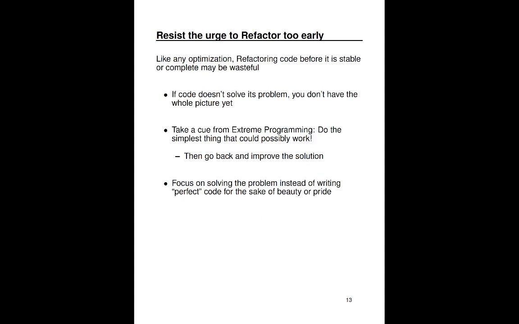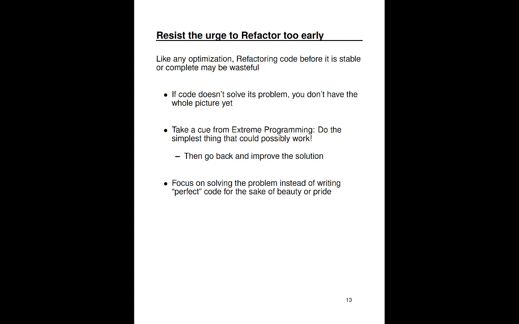Now, like any optimization that you make to the code, if you refactor too early, before the code is stable, before it's been well tested, you might waste a lot of time. So there's a delicate balancing act for all of these things. And the reason is that when you haven't gotten the problem solved yet, when you don't have all the tests passing, you don't understand the whole picture. And you need to understand the scope of what you're currently working on before it makes sense to invest in moving the code around so that it can be more readable and accessible in the future.